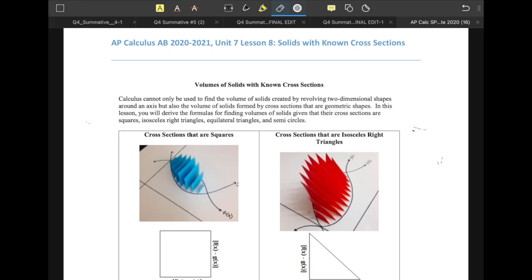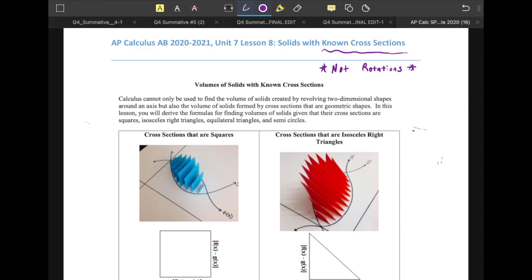Unit 7, Lesson 8. We're going to be doing a second type of volume finding with calculus here. We're going to call these solids with known cross sections. And so these are not rotations. That's the first thing I want to point out here. These are not rotations. They're going to be a different type of cross-sectional area.